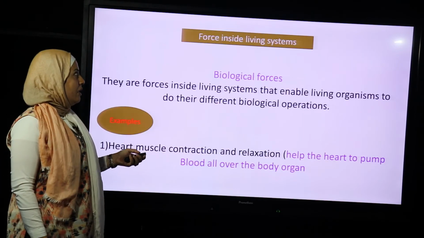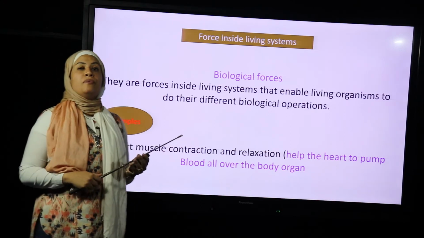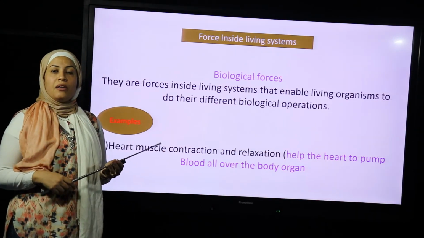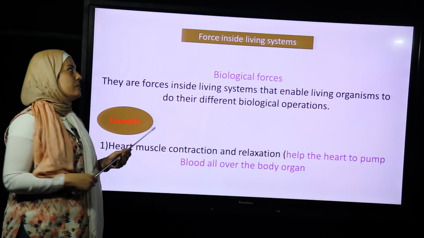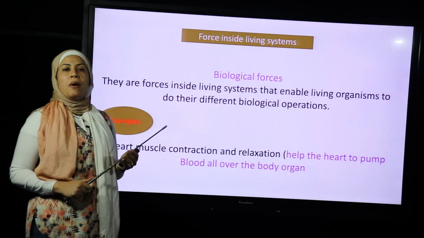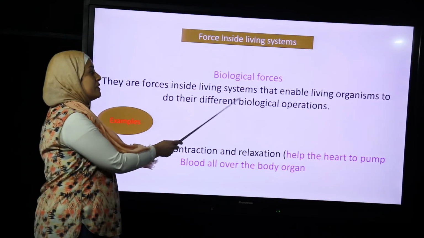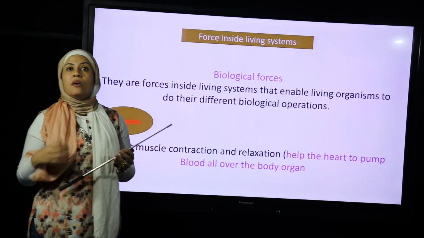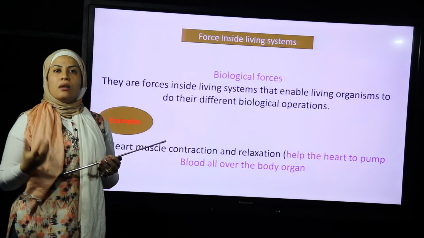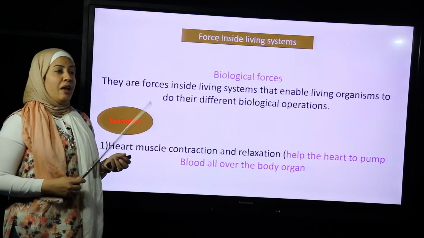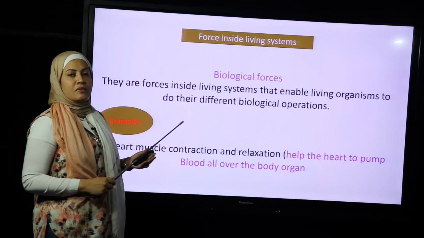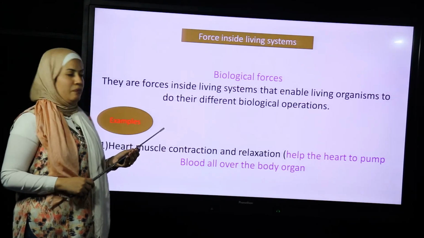Now we will talk about forces that cause motion, like the force inside living systems, which is called biological force. Biological forces are the forces inside the living system which enable living organisms to do biological operations. I have many examples of the forces inside living organisms, or biological forces.